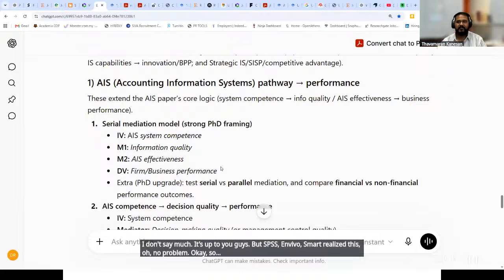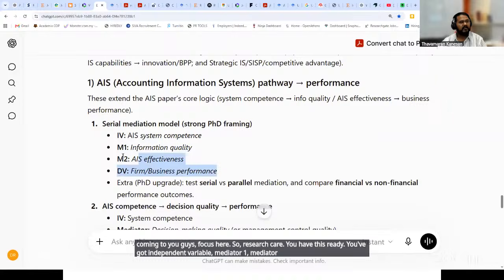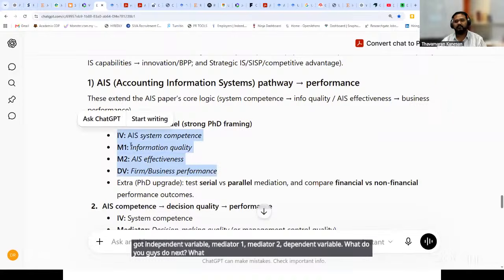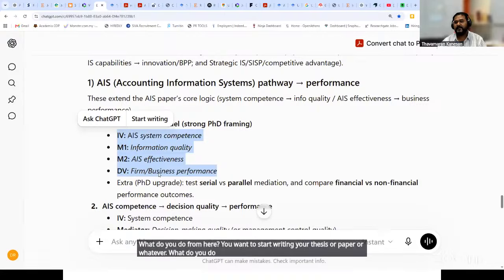So coming to you guys, focus here. So research gap, you have this ready. You got independent variable, mediator 1, mediator 2, dependent variable. What do you guys do next? What is your next step? Research gap given ready. This is the solution, PhD solution ready. What do you do? Prompt and outline for paper structure. Okay, what is next? You want to start writing your thesis or paper or whatever. What do you do next?